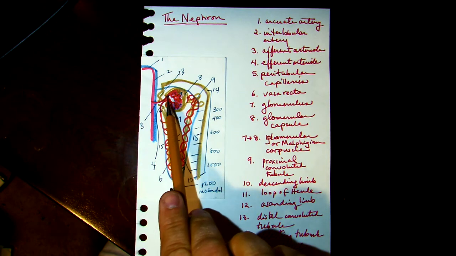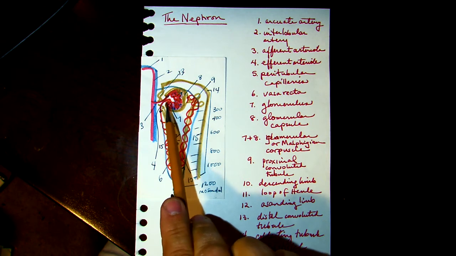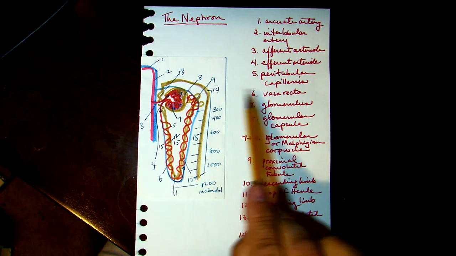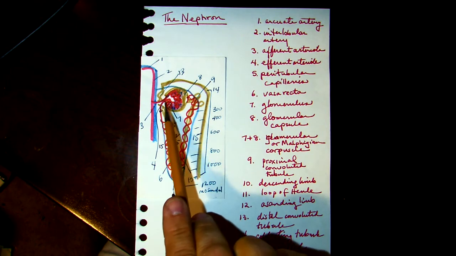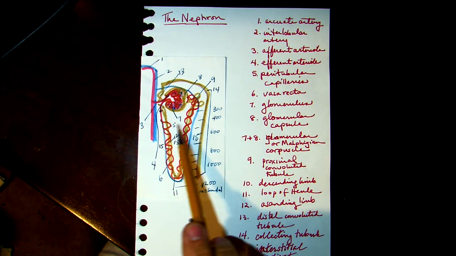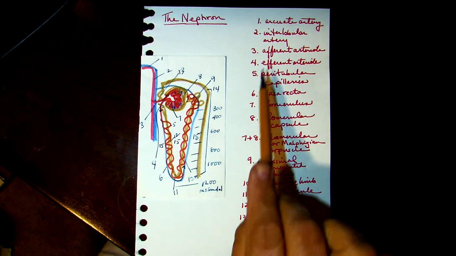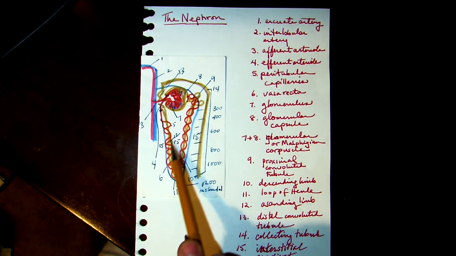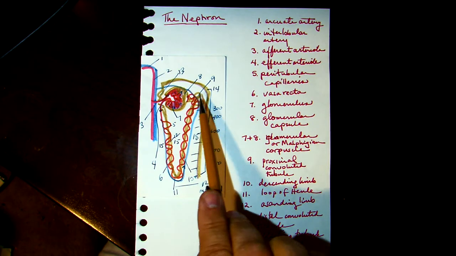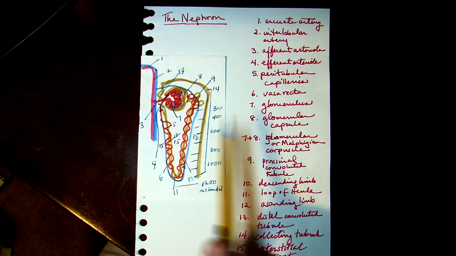The afferent arteriole will send the blood through a tuft of capillaries called the glomerulus, shown here in number 7, and then blood from the glomerulus will be drained by the efferent arteriole, shown here in number 4. And from there, the blood goes into peritubular capillaries that surround the rest of the tubular structure of the nephron.